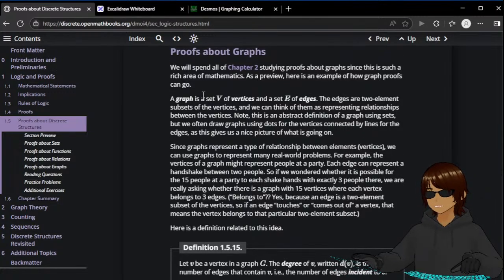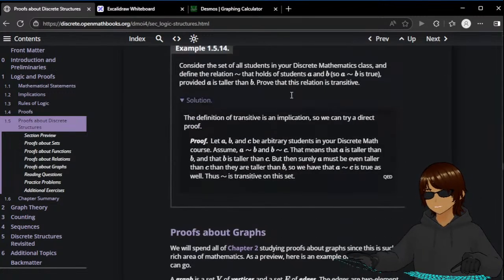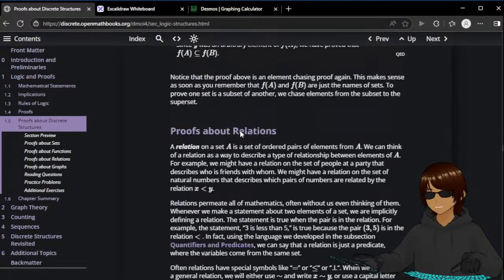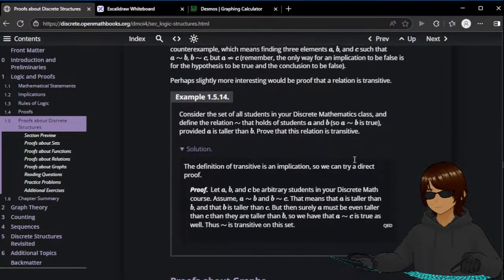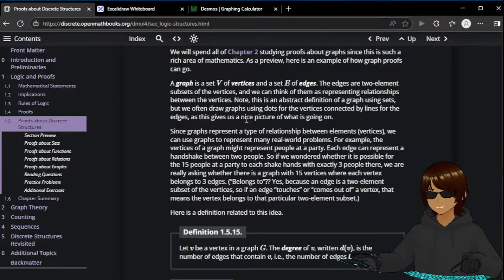No, I don't think so. Because a relation is between two elements, right? A relation on a set A is a set of ordered pairs of elements from A. Okay. So I don't think a graph is a relation. It's a type of relation, maybe a different type.